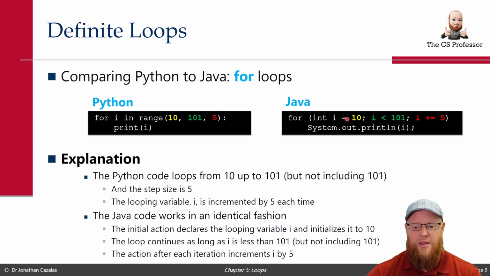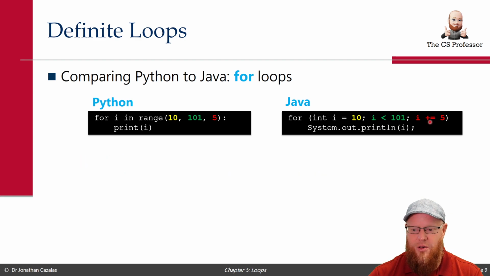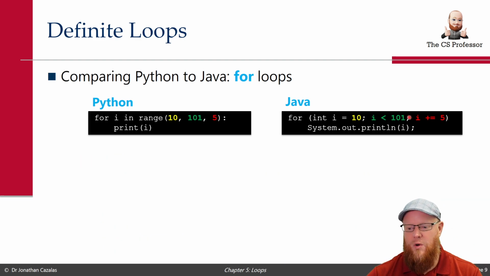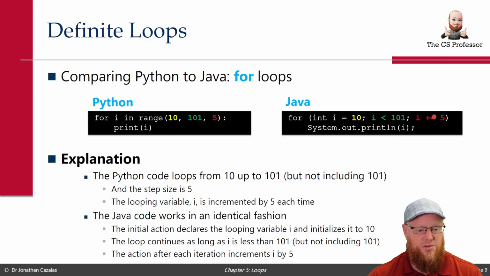In Java, same thing. The initial action is to declare this variable I and set it equal to 10. We're going to continue looping so long as I is less than 101, but not equal to 101. And then finally, we're going to increment I by 5 each time. Now notice the difference from the previous example. Here we had I++, because that's incrementing by 1. But now since we need to do a step size of 5, look at what we do. We say I plus equals 5.